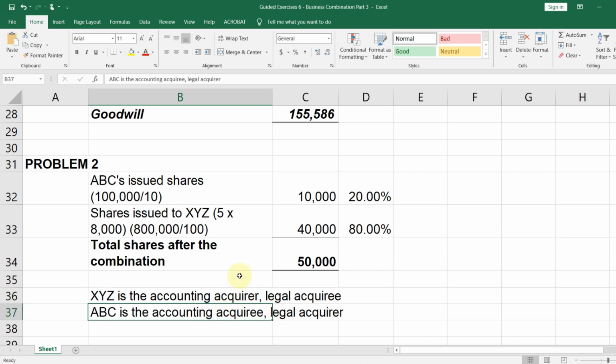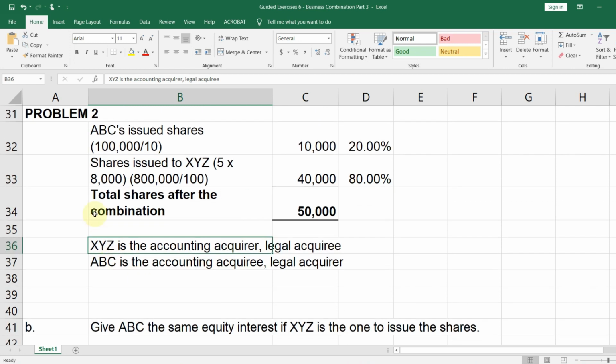ABC is the accounting acquiree based on the percentages that they have, but he is the legal acquirer. Through the business transaction, if you're an accountant and you have encountered something like this, the contract will tell you that ABC is the legal acquirer, by contract. But by accounting, based on our accounting standards, we will see that XYZ is the accounting acquirer. So, that's for letter A.